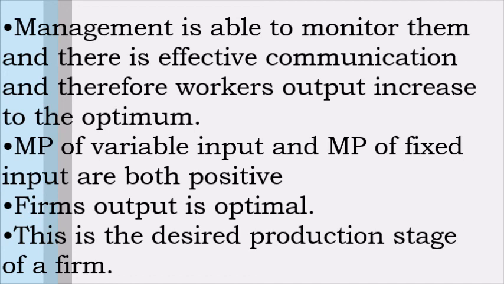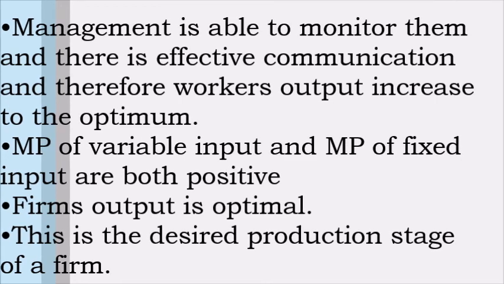The marginal product of the fixed factor, land, is also positive as it is being used proportionately with the variable input. Since the MP of the variable input and the MP of the fixed input are both positive, the firm's output is maximized or optimal. This is the desired production stage because the firm's objective of maximizing profit is achieved.